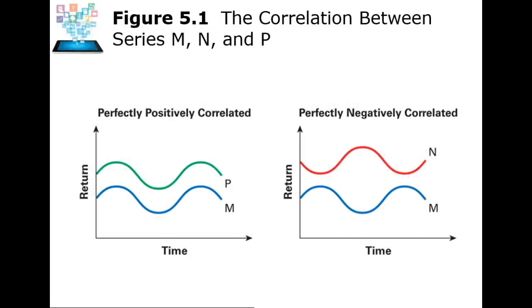And this is just a graphical look at correlation. Perfectly positive, you see they move in the same direction, up and down at the same time. And perfectly negative, they're in completely opposite directions.